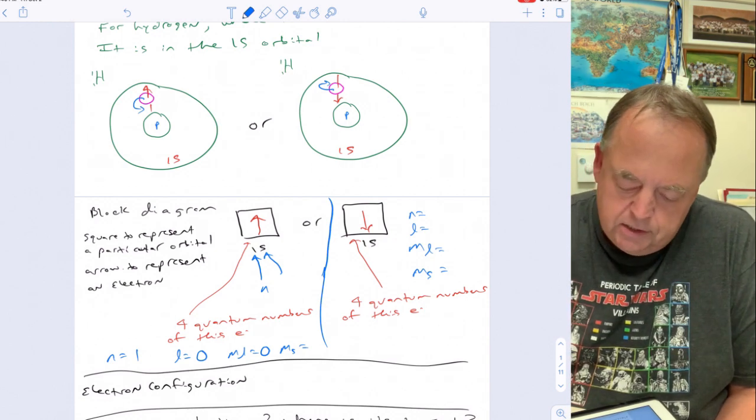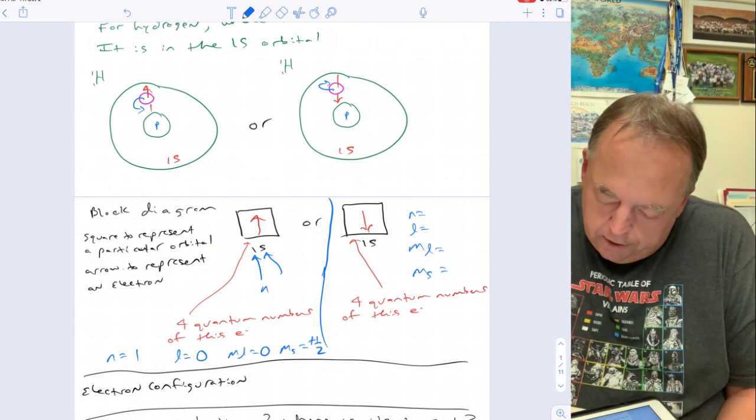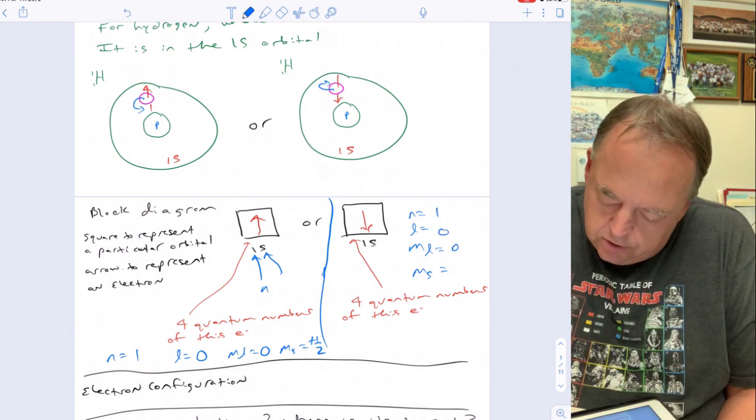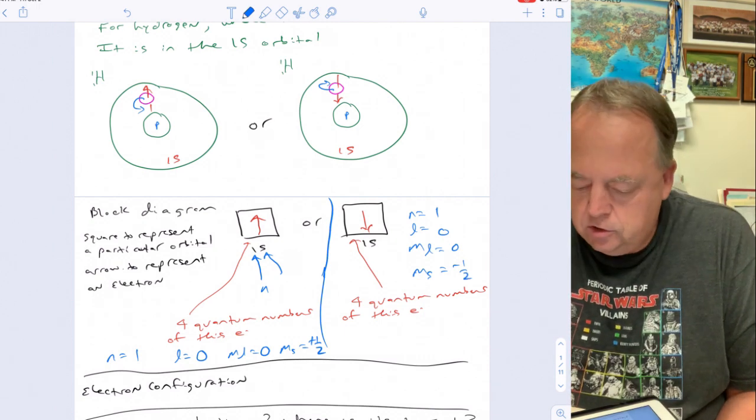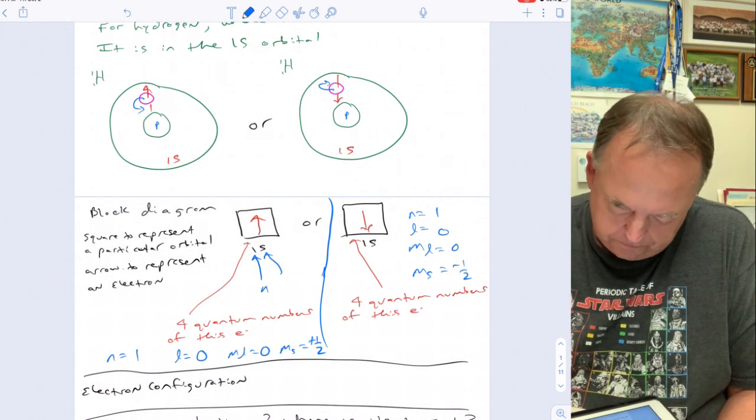And then what is m sub S? Well, that arrow is pointing up, so it's plus 1/2. Or it could be 1, 0, 0, negative 1/2. So hydrogen's 1 electron has one of those 4 sets of quantum numbers.